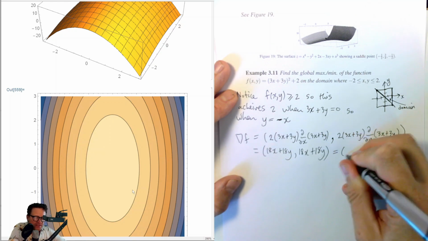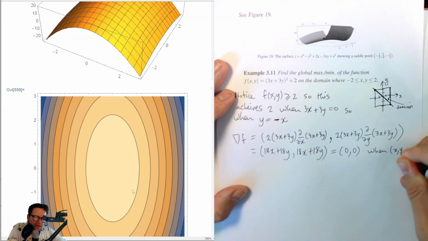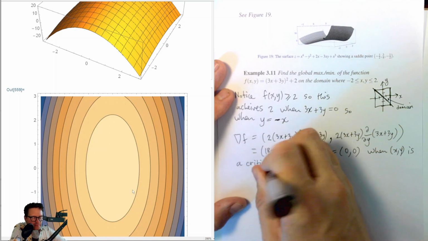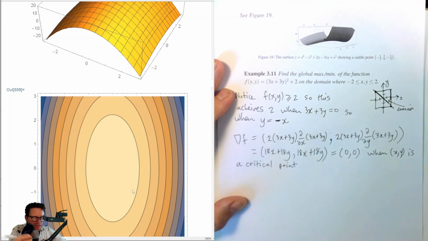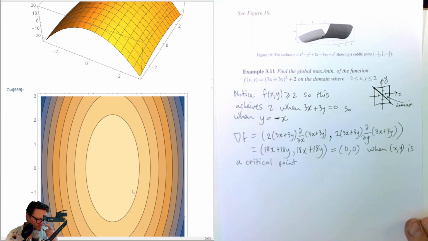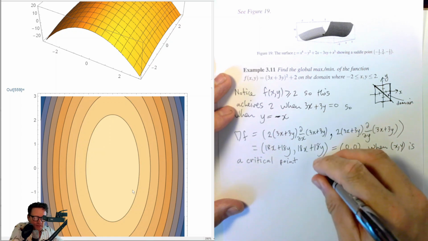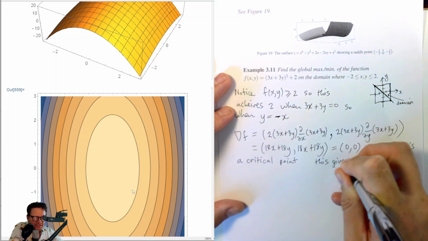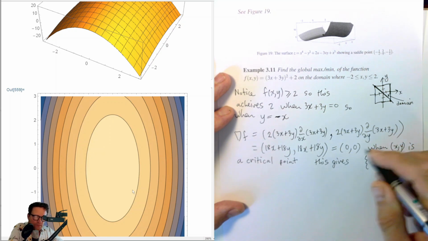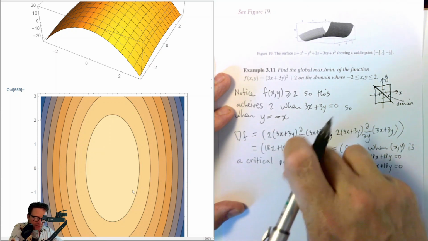Now, this is equal to the 0 vector when x, y is a critical point, meaning a point where we could have a maximum or a minimum locally. Okay, so let's look at this equation. Well, this gives the system 18x plus 18y is 0, matching this and this, and 18x plus 18y is 0, matching this and this.